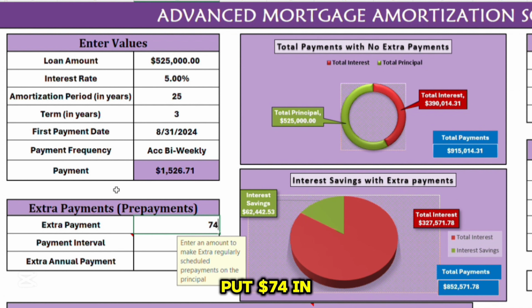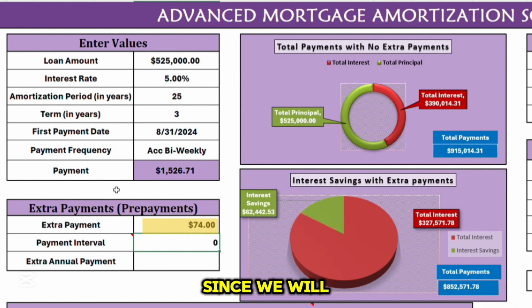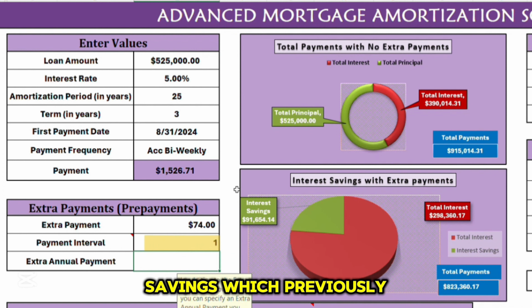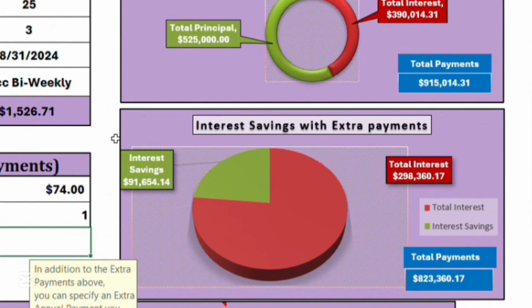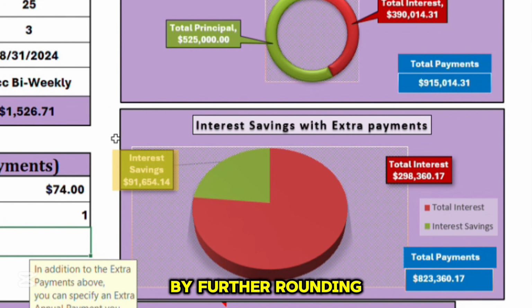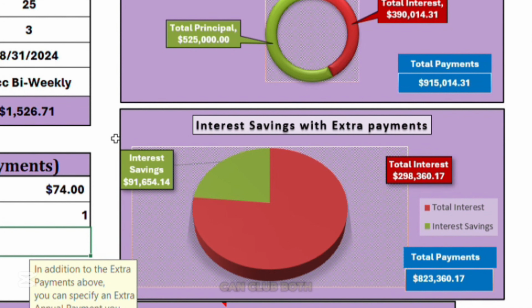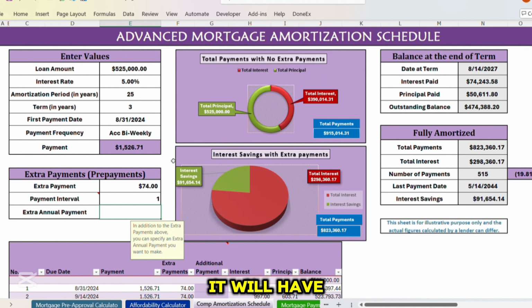So I'm going to put $74 in the interval since we will be paying with each payment. So I'm putting 1 over here. So the interest savings, which previously was $62,000 with changing the frequency, have now increased to around $91,654 by further rounding of the payment to $1,600 bi-weekly. So if you can club both these things, it will have further savings.